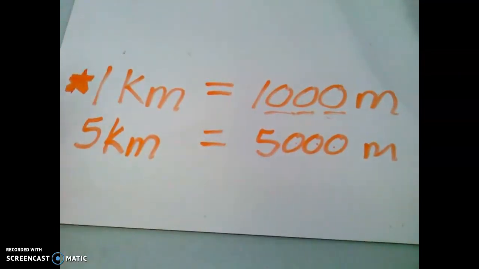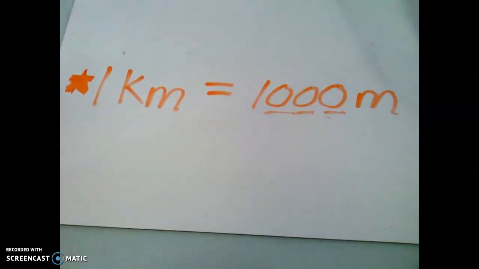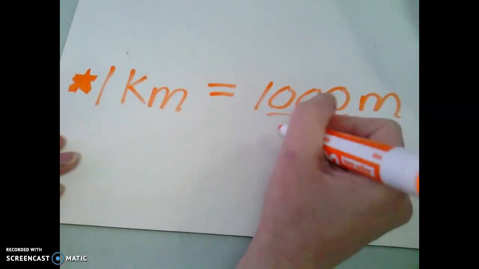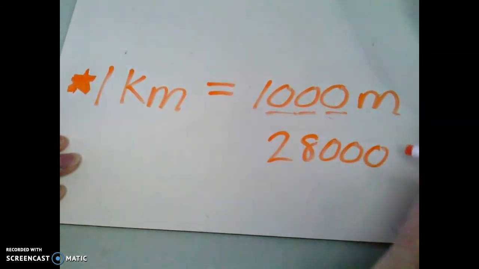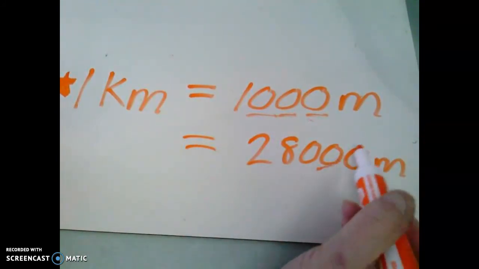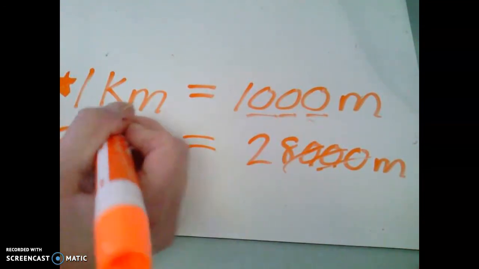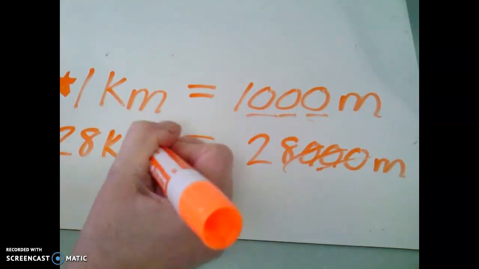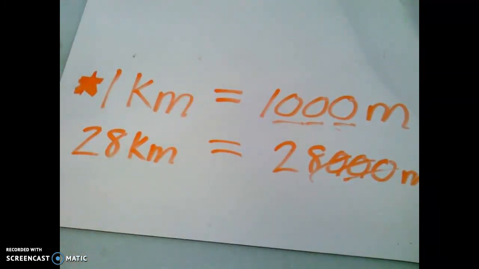Okay, we'll do one more that way, and then I want you to finish this page of problems. If I have 28,000 meters, remember I'm going to take off 1, 2, 3 zeros, I would have 28 kilometers. So go ahead and do the problems on this slide, please.